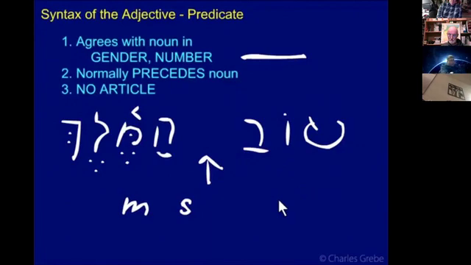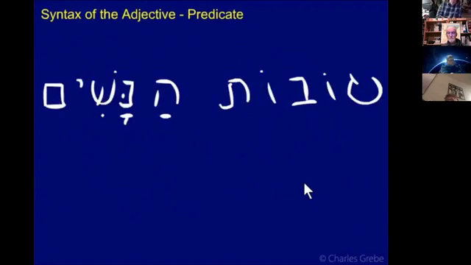So with predicate adjectives, expect them to be before, especially at the beginning of a sentence. If you see an adjective starting a sentence followed by a noun, more than likely that noun is the subject, and this is the predicate adjective to that subject, and so you would read it, good is the king, or the king is good. Okay, let's take a look at another example.